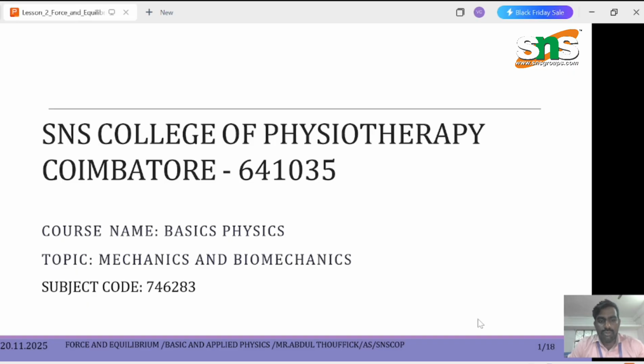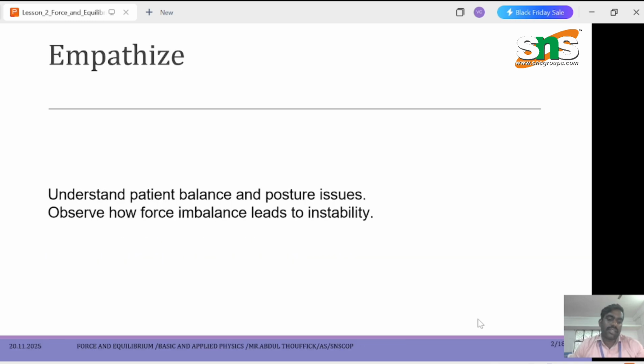Welcome to the lesson of force and equilibrium, which comes under the basic applied physics of mechanics and biomechanics. Today we'll understand how force acts on the human body and how equilibrium supports posture and stability. To empathize with the topic, physiotherapy begins with observation. We notice how patients struggle with balance and instability, and how posture changes under fatigue or pain. Understanding these real-life challenges helps us to treat, not just to teach.